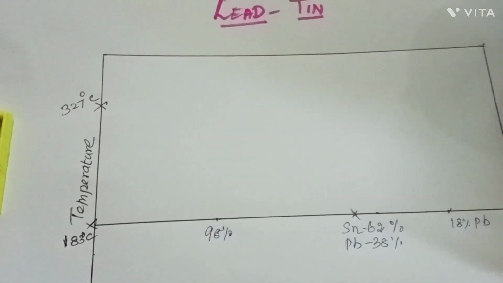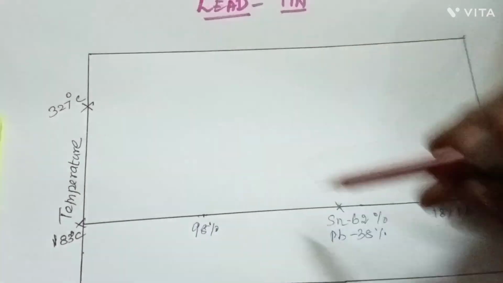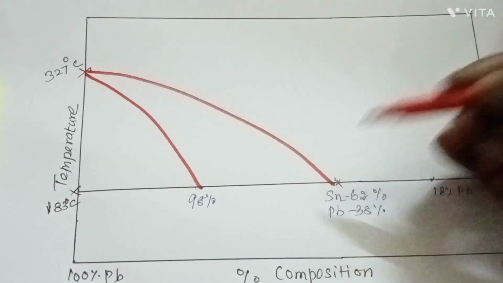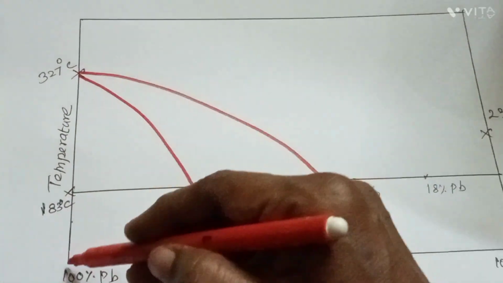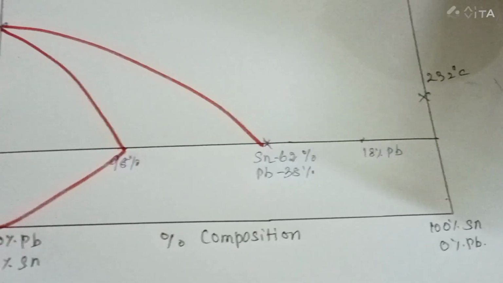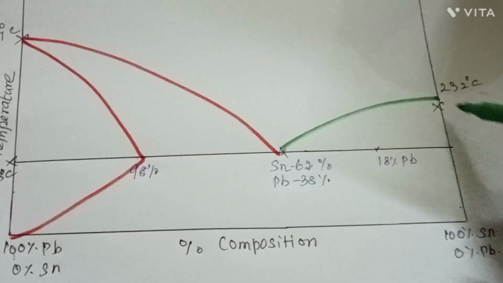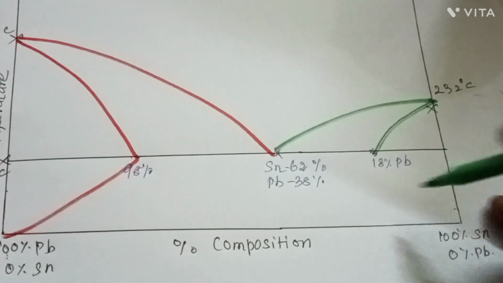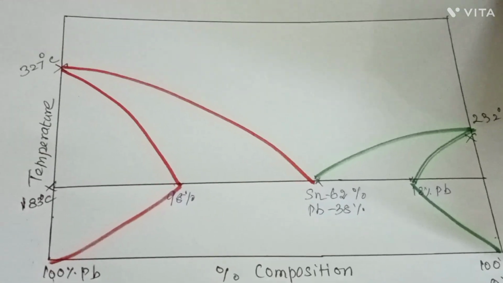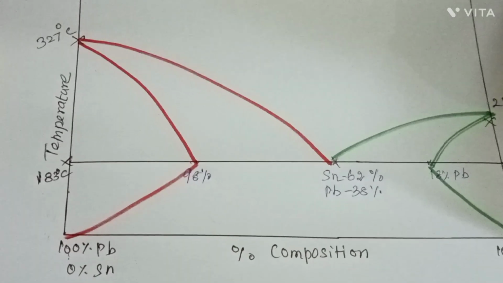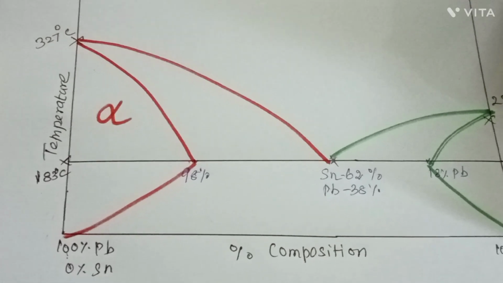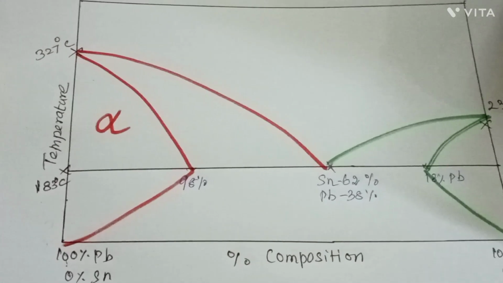Next you need to draw the curves. Join all these points as I am showing. The red curve represents the depression of the melting point of lead upon addition of tin, and the green curve represents the melting point depression of tin upon adding lead. Alpha is the solid phase of lead and tin where lead dominates. Beta is the solid phase of lead and tin where tin dominates.